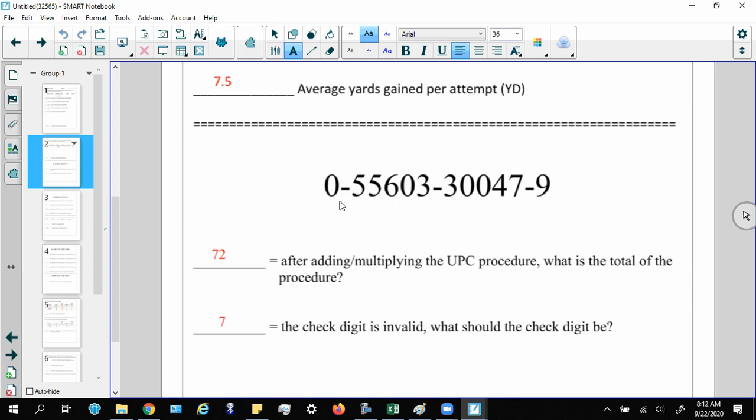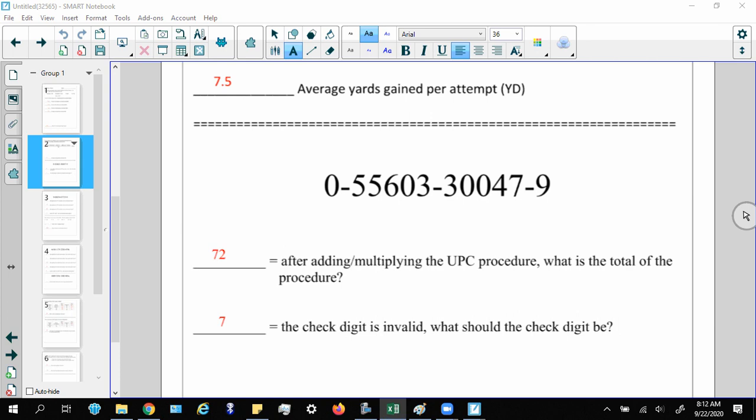It says for this question, after multiplying the UPC procedure, what is the total of the procedure? Now I got 72. I went ahead and gave you the answers, and I'm going to go back and work on them. The reason I did that is just so you can skip through whatever you need to skip through if you're just looking for the answers. All right, so let's go ahead and go through the UPC procedure.